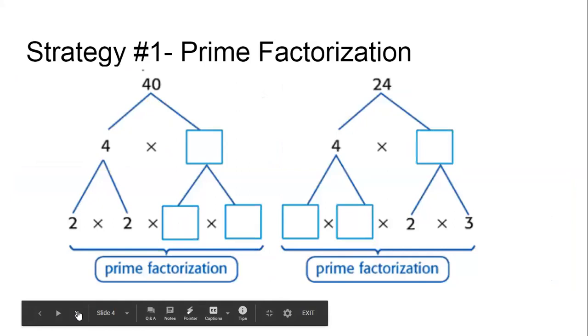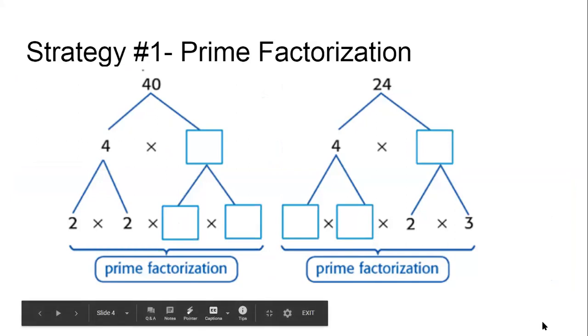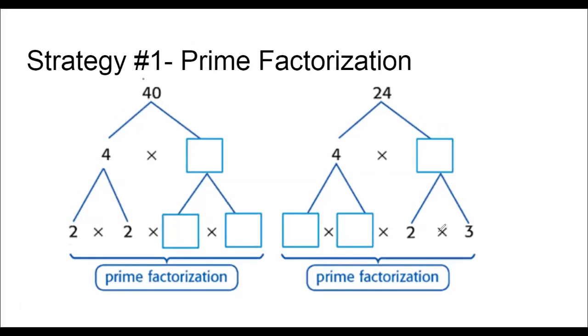So there are 2 ways that we can find the greatest common factor, and one of them is called prime factorization. Prime numbers are numbers that only have the number 1 and itself for factors. Composite numbers have the number 1, itself, and multiple factors. And so when we do prime factorization, we have to take the numbers all the way down to prime numbers. We can't have any composite numbers remaining. So let's take a look at what this would look like if we were to do prime factorization of 40 and 24.